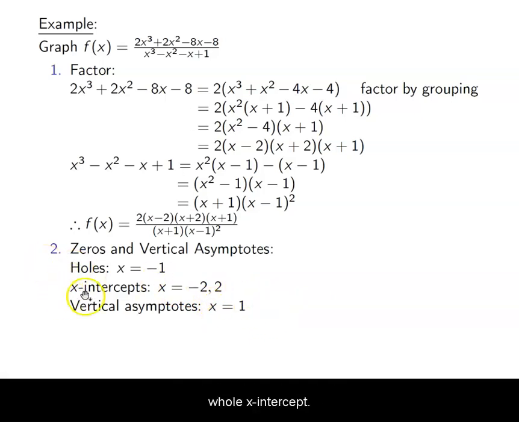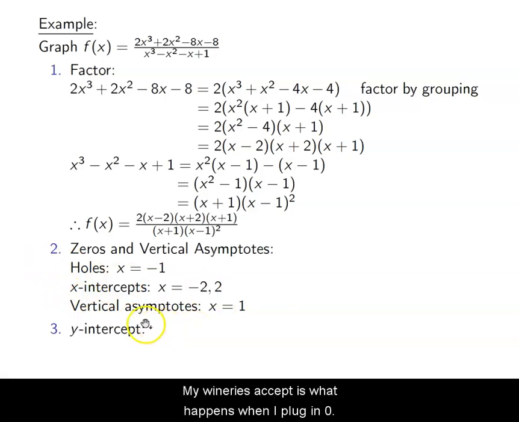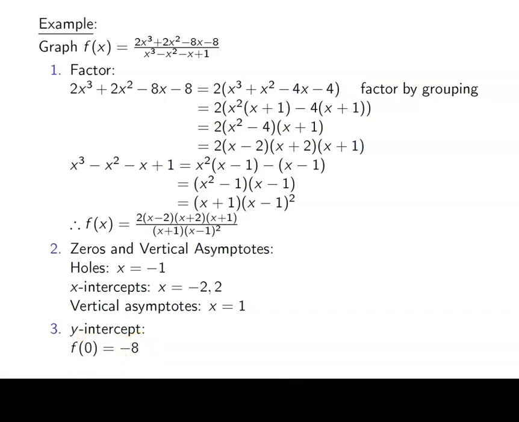So that's my hole, x-intercept, and vertical asymptote. Okay, my y-intercept is what happens when I plug in 0. It's easier to just look at this because it's whatever doesn't have an x, right? So -8 and 1. So therefore, when I plug in 0, I will get out -8. So that's where I know where it crosses the y-axis, right? So the next thing that we have to do, so this is always the easy stuff, okay?